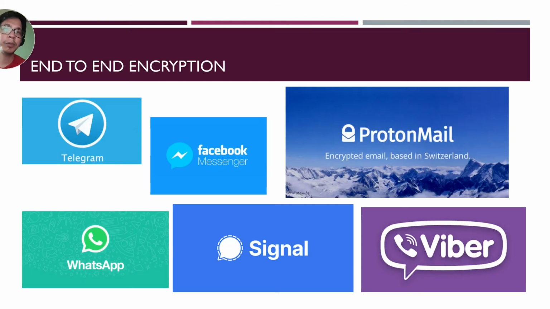So, end-to-end encryption. Here are some suggested apps that can help protect our data, or the information that we send out to the internet. We have Facebook Messenger or Telegram. By default, they don't have end-to-end encryption, but they have a similar way of encrypting it. When you go to Facebook Messenger's secret conversation, it is encrypted end to end. Similarly with Telegram, they have what we call secret chats.